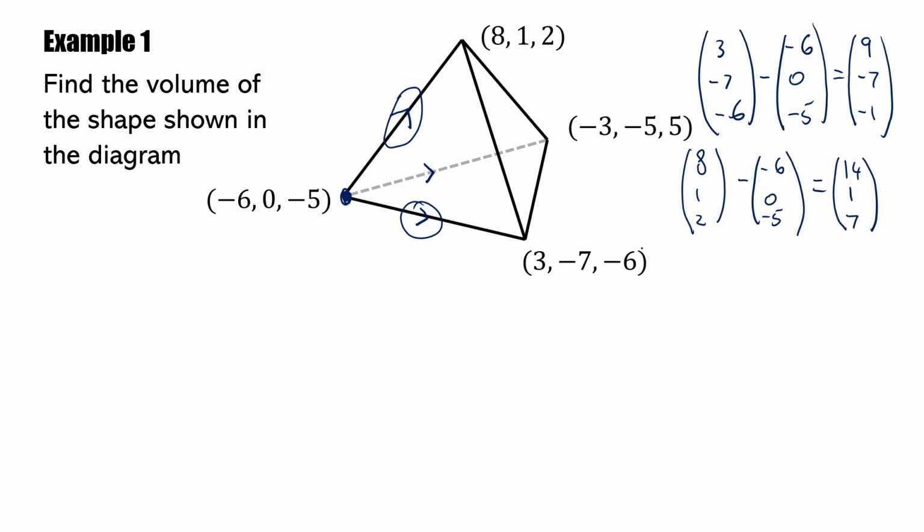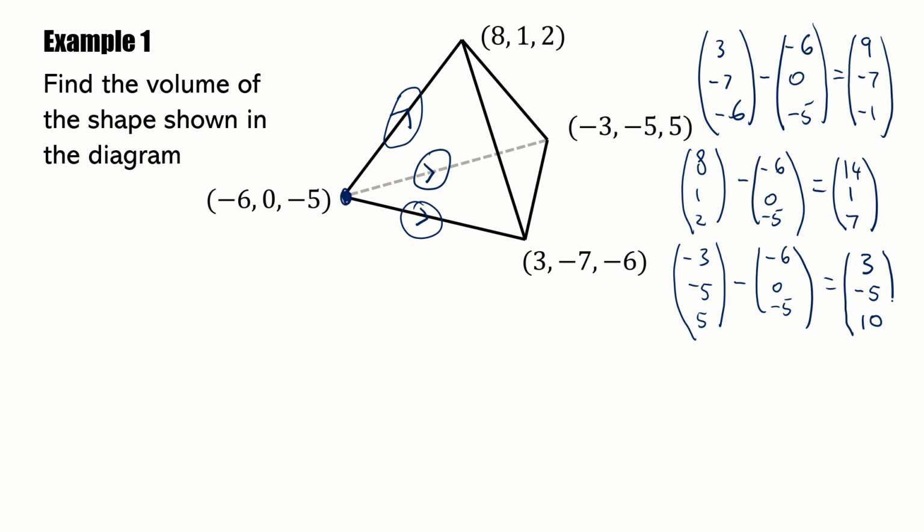And then lastly, we've got this edge here, which would be calculated by doing (-3, -5, 5) take away (-6, 0, -5) again. Very nice. So if we work out that, we'll get positive 3, we'll get minus 5, and then we will get 10. Okay. And so now we need to do the scalar triple product with these three vectors.